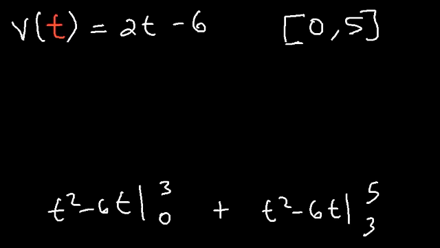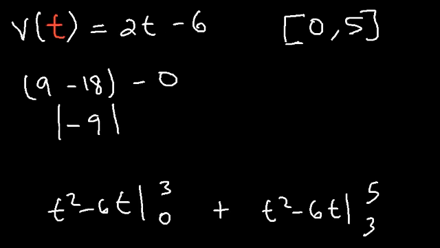3 squared is 9, 6 times 3 is 18, and then minus 0. 9 minus 18 is negative 9. So we need to take the absolute value of negative 9. So it travels 9 units in the first 3 seconds.